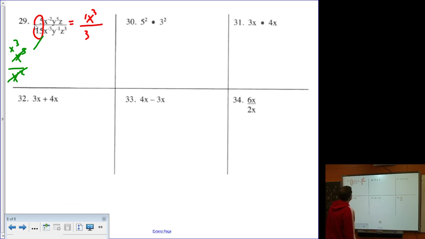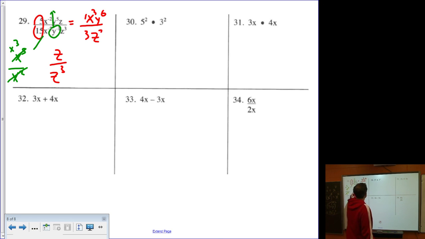The y's. The y's have 5 on top, but this -1 needs to move to the top. So actually, all 6 y's end up on top, right? And the z's, the z's have 1 on top and 3 on the bottom. So when I go to cancel out the z's, there'll be 2 extra ones left on the bottom. And I'm done with that one.